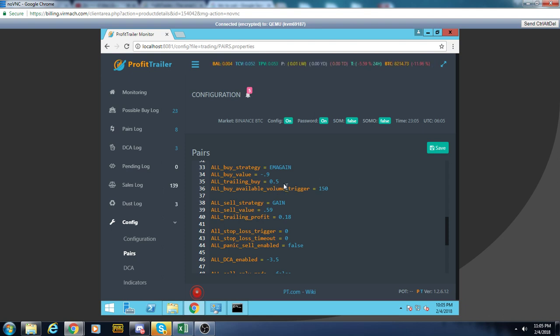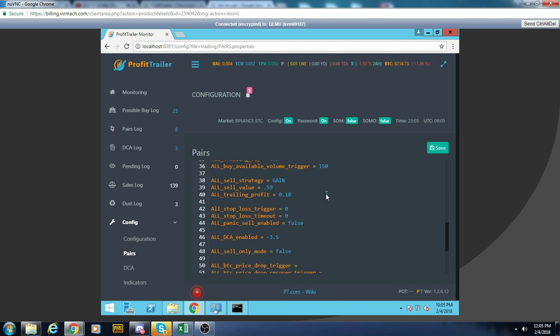Actually, no, that's the same. All buy available volume triggers 150, whatever that means. All sell strategy gain. Now normally my all sell value is 0.49, and then it would trail 1.7. These are my old settings.